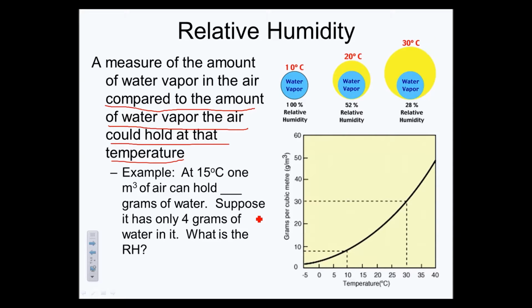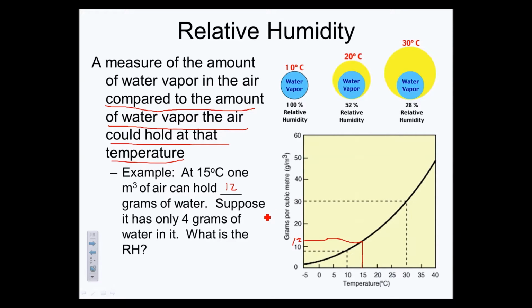So let's do an example. At 15 degrees Celsius, 1 meter cubed of air can hold how many grams of water? Let's look at the chart. So 15 degrees Celsius would be right here. Go up, go over, kind of straight. Let's say about 12. So it can hold 12 grams of water at 15 degrees Celsius.